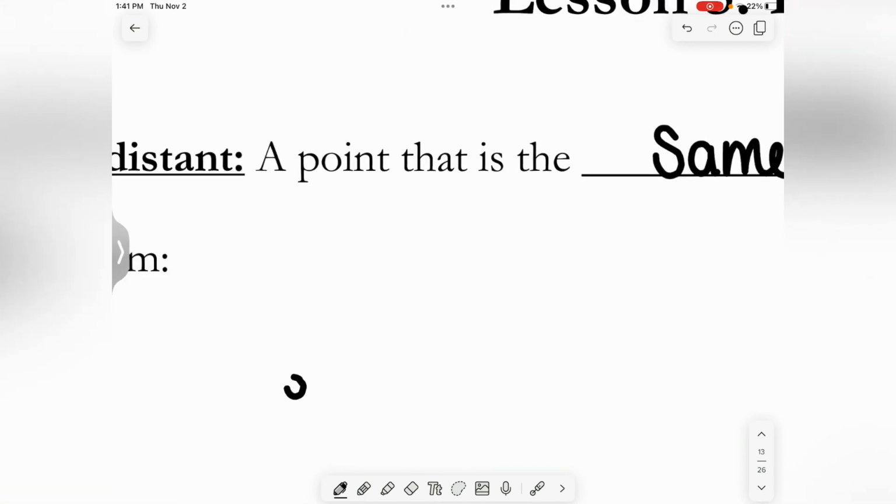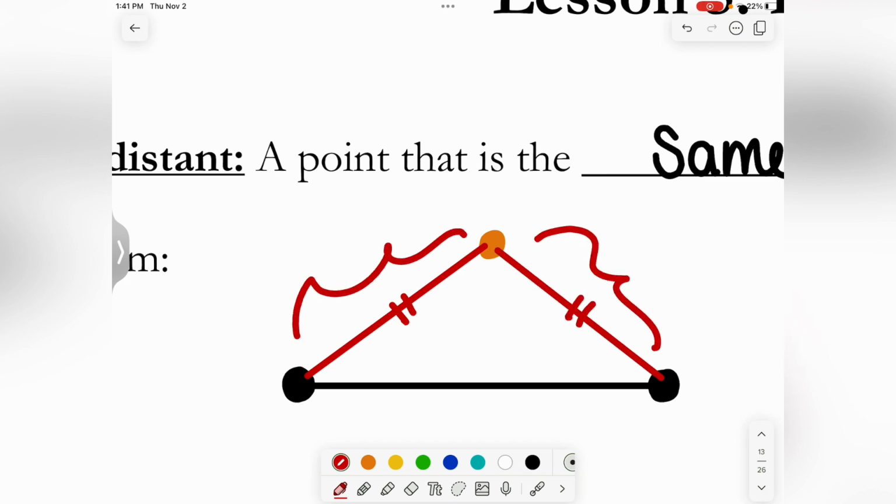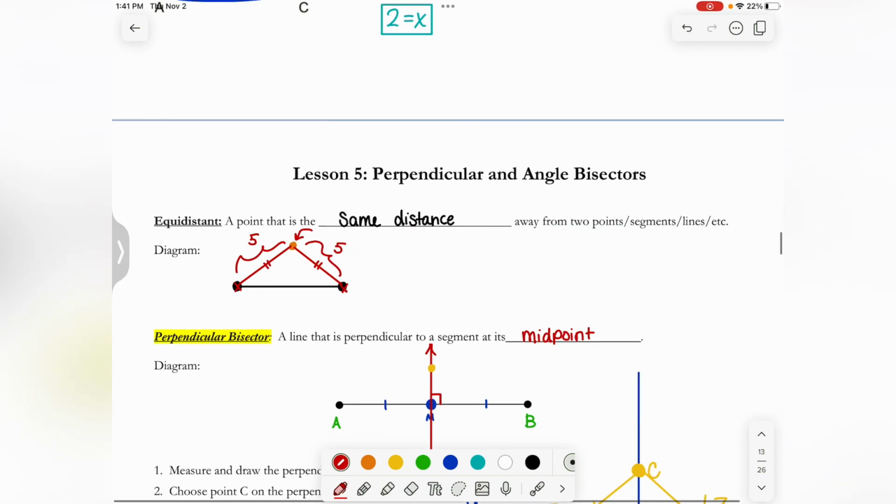So if I have 2 points, let's just say I have 2 points right here, and there is a random point here, and I say both endpoints are equidistant to the orange point, it means that these 2 segments would be the same distance. If this is 5, this is 5. So these 2 points are equidistant from that orange point.